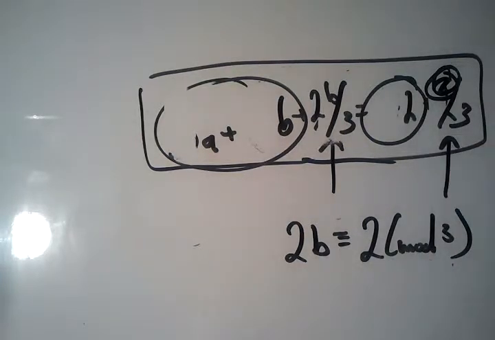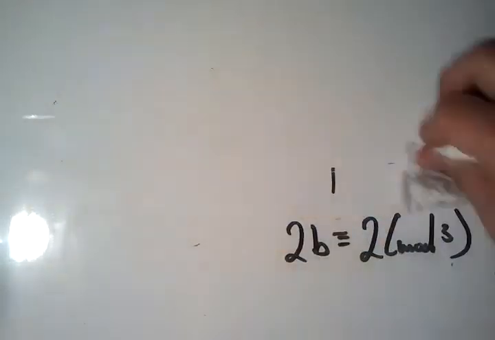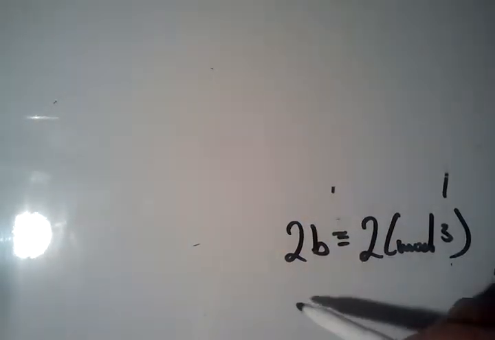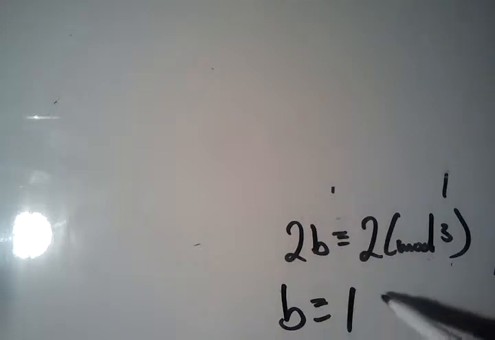So it could be 5, it could be 8, and so on. So the point is, we have this equality right here. 2b is congruent to 2 mod 3. And that reduces to b is congruent to 1 mod 3. So we'll keep that piece of information right here.